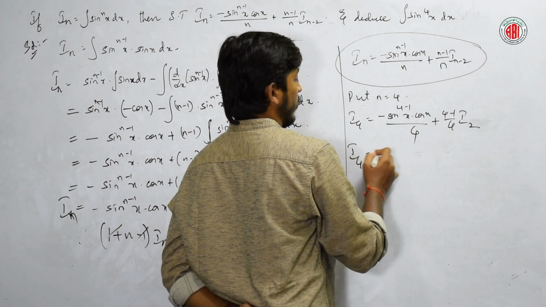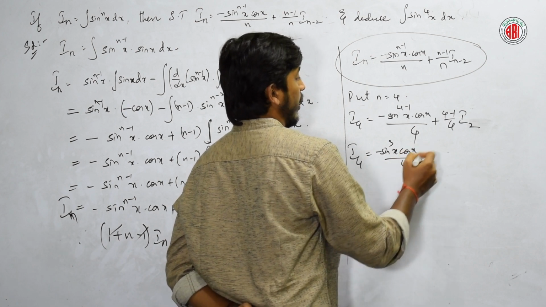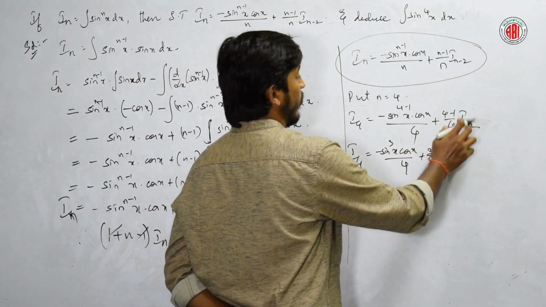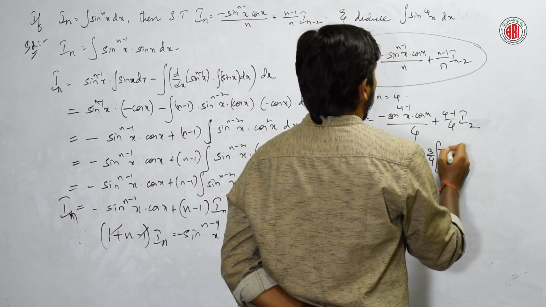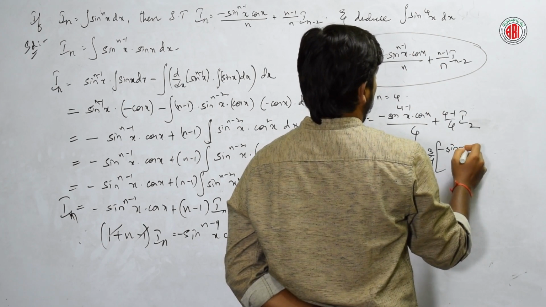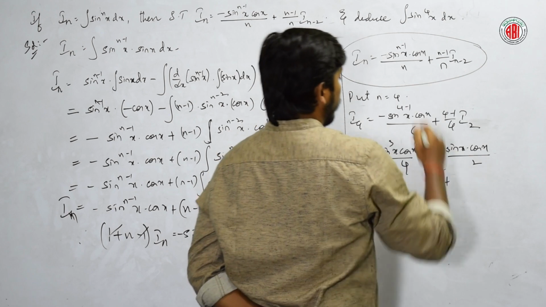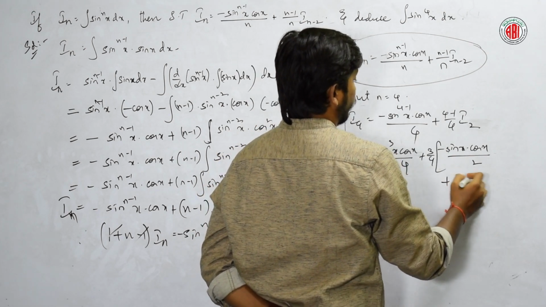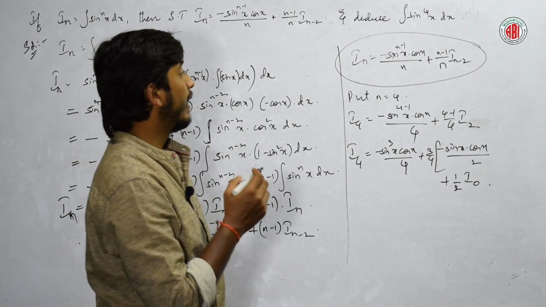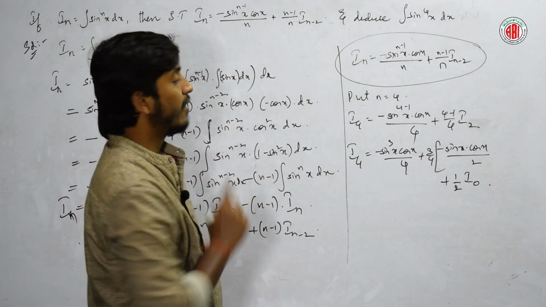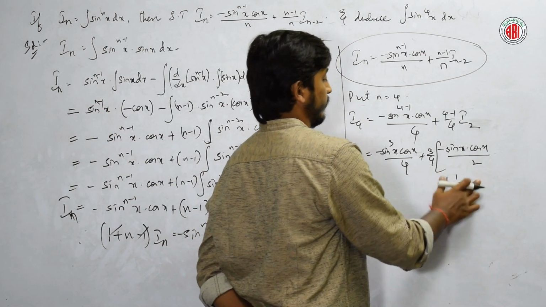I4 is equal to minus sin cube x cos x by 4 plus 3 by 4 into, what is I2? Again substitute in the same thing. So we will get minus sin 2 minus 1 is 1, cos x by 2 plus 2 minus 1 is 1 by 2 I0. I0 is nothing but simply sin power 0, which is 1. So we need not write it.